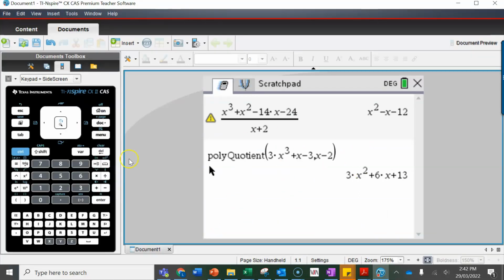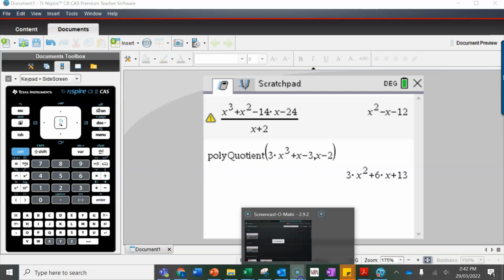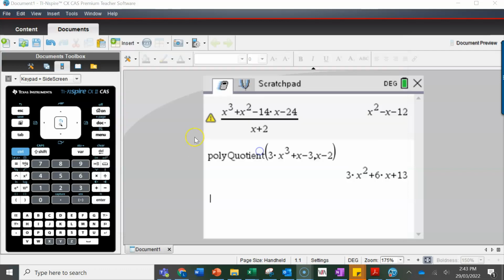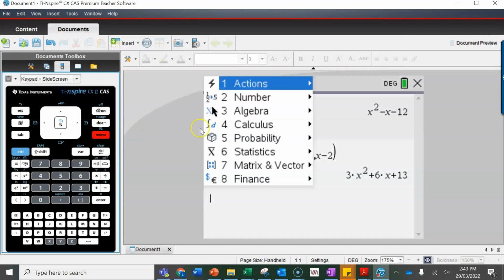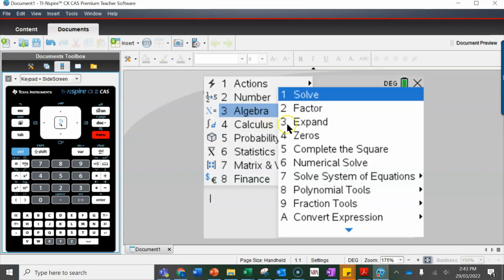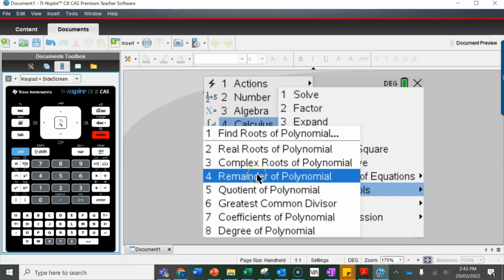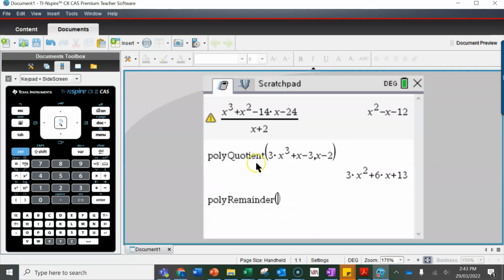Now, it doesn't give you the remainder, so you will need to work out the remainder separately. So to work out this remainder, we would need to go back into our polynomial tools, so menu, algebra, polynomial tools, and then instead of quotient, now you're going to click on remainder of a polynomial, and you're going to type in the same thing. So you're going to type in your polynomial, then comma, your divisor, press enter, and now it will come up with your remainder.